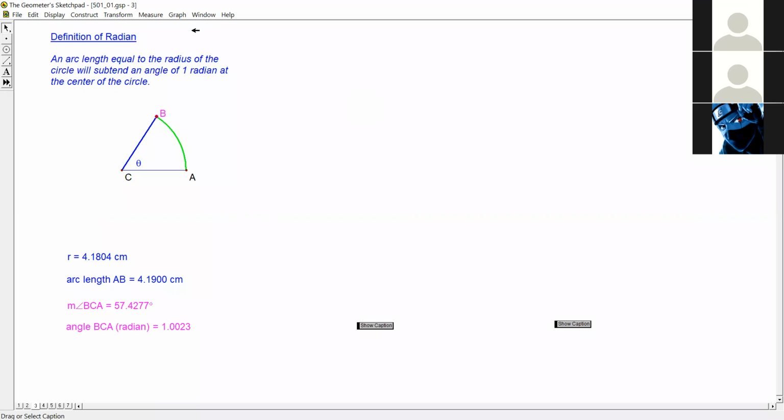It means this green line here, the length of this green line is the same as the radius, the length of this blue line. Now, when I move the green line, this green line is approximately the length of the radius, then the angle at the center here will be 1 radian. Any questions? So this is the definition of radian. This is how we come up with the radian. Anyone want to ask a question?